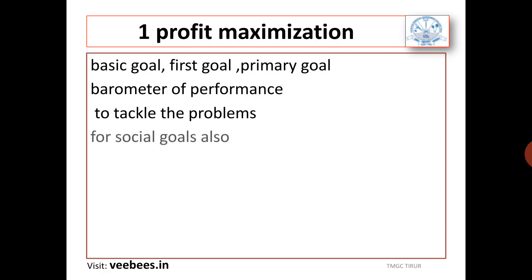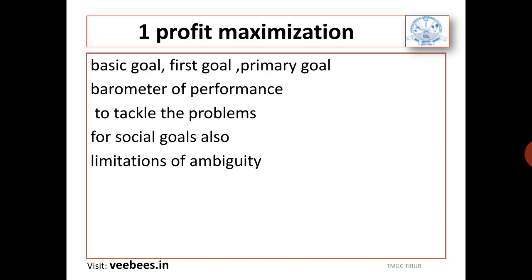Then another justification is that for achieving social goals also profit is required. A firm has to engage in different social activities, different charity operations, etc. All these need funds. These funds can be there only if there is profit made by the company.